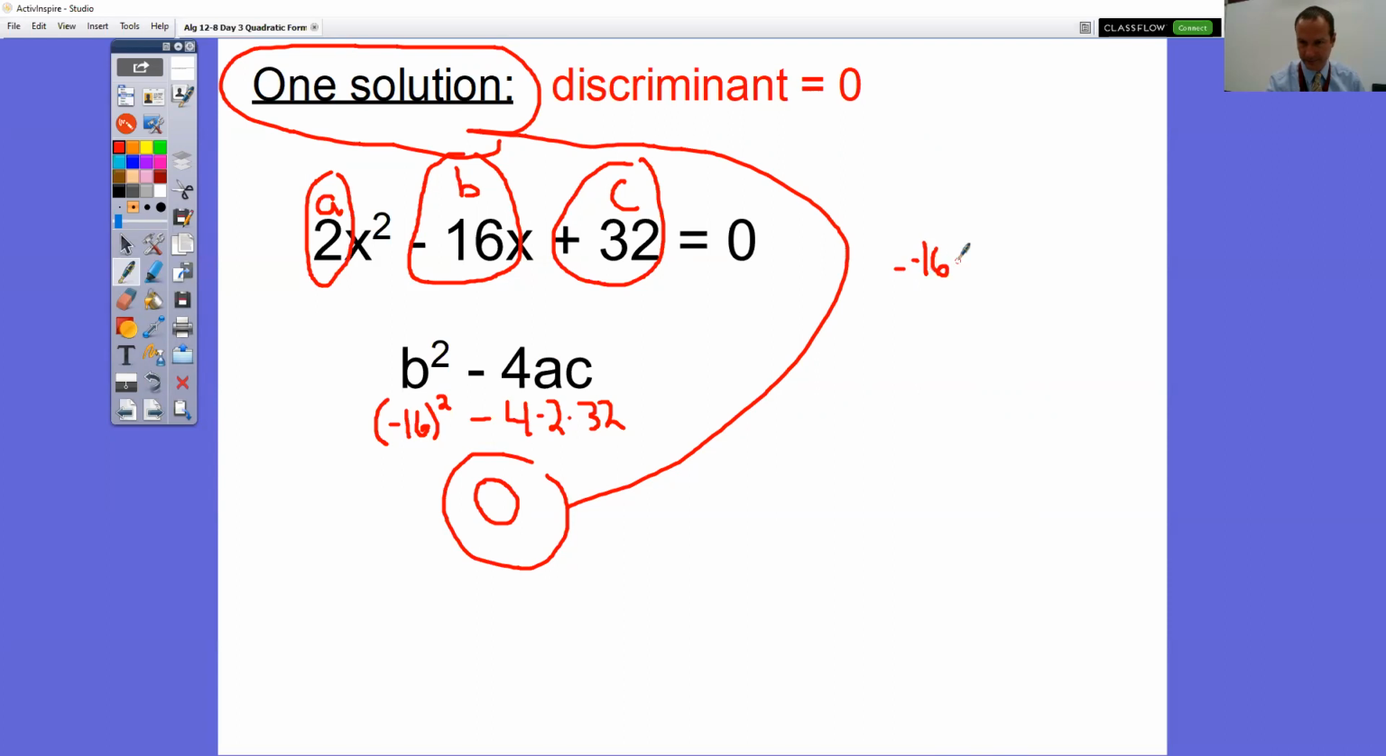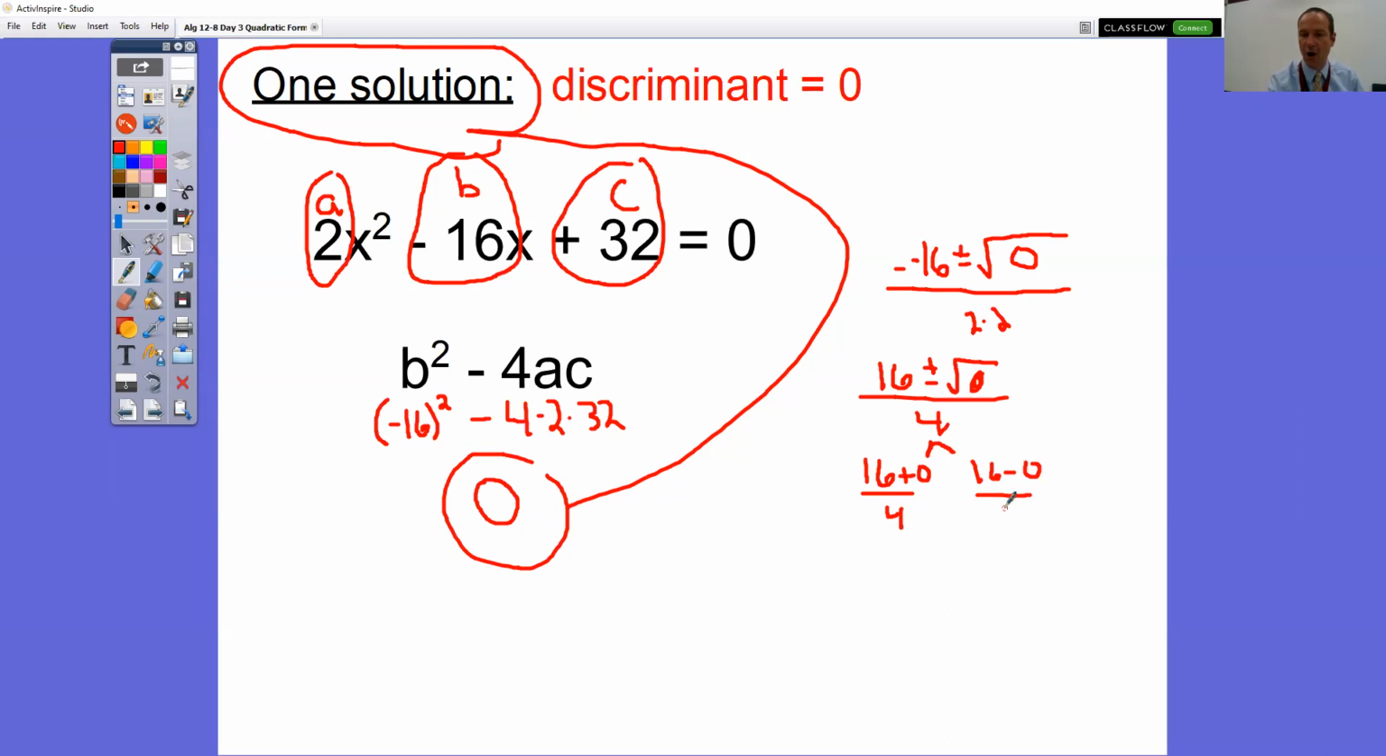Negative b plus or minus the square root of b squared minus 4ac. Now, I already did the b squared minus 4ac, so I know that that's 0 underneath there. And then 2 times a, 2 times 2. So the negative of negative 16 would be positive 16 plus or minus the square root of 0 over 4. When we take a look at the square root of 0, the square root of 0 is just 0. So I have 16 plus 0 over 4, and I have 16 minus 0 over 4.